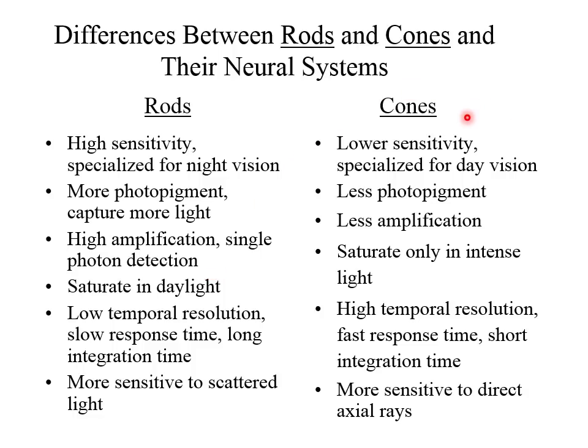On the other hand, cones have a low sensitivity to light, and they're specialized for day vision. They have much less photopigment. They have much less amplification. They need more light in order to get an output. And they saturate only in intense light. They have a high temporal resolution, which means that they activate fast and they are stopped fast, and as a result, they can follow rapidly flickering lights. And they're much more sensitive to direct axial rays, and that helps to provide for good visual acuity.